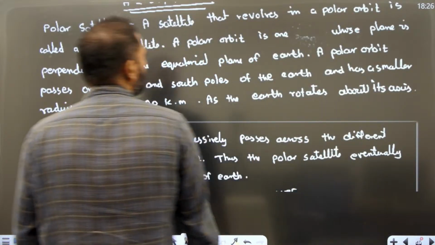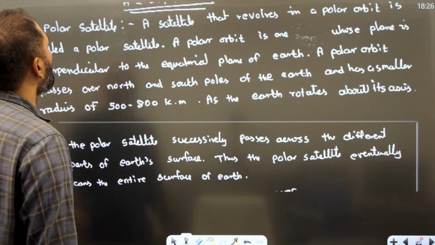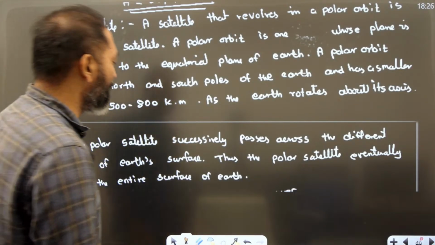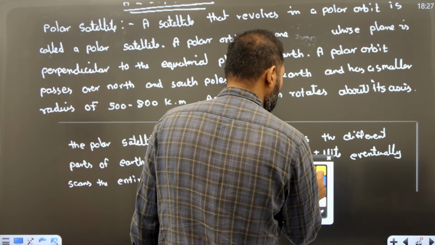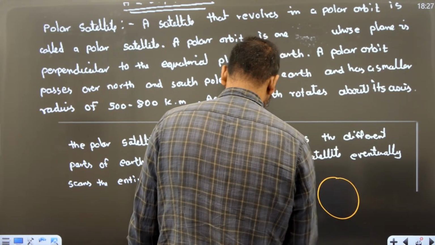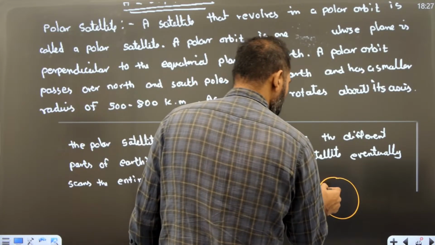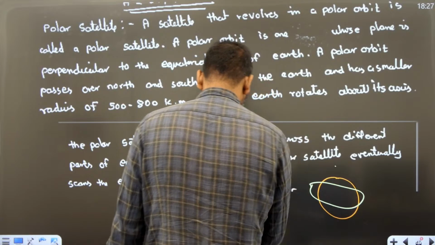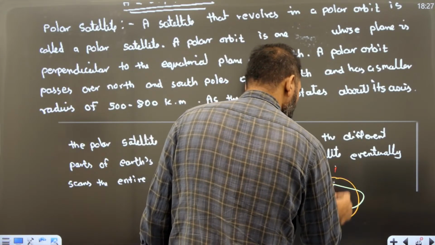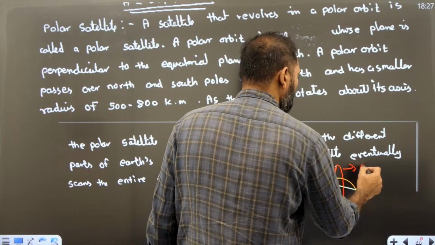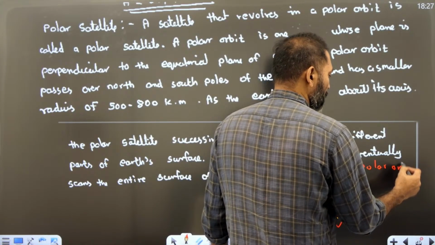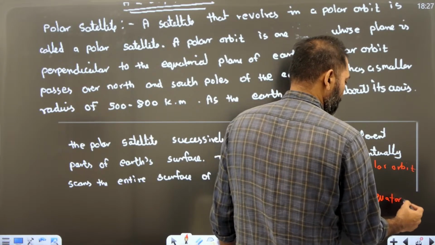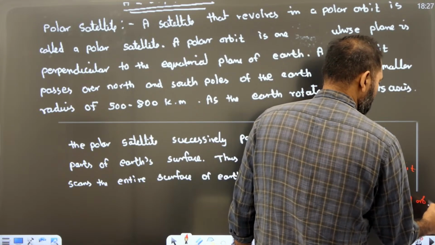Polar satellite. A satellite that revolves in a polar orbit is called a polar satellite. A polar orbit is one whose plane is perpendicular to the equatorial plane of the Earth. See, there are two planes. Suppose this is Earth, then this plane is called the equatorial plane, and this red plane is called the polar plane. This is the polar orbit. This is the equatorial orbit, meaning around the equator.